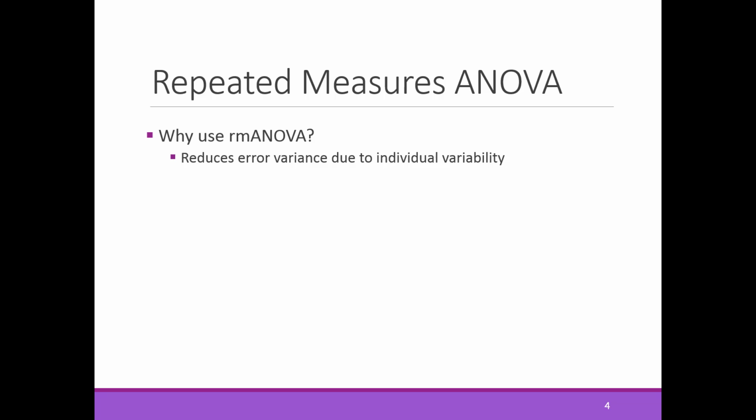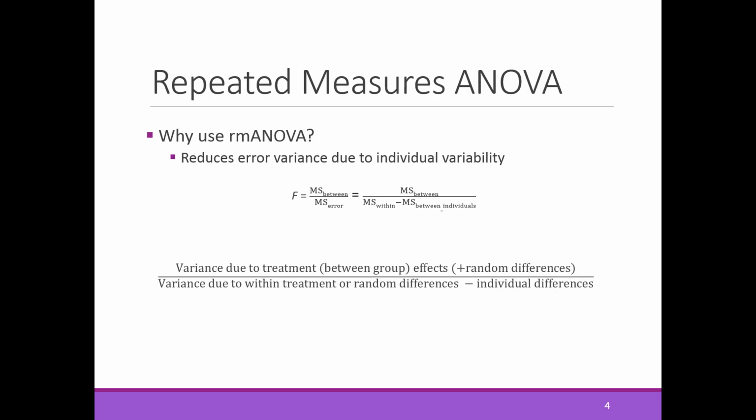So why should we use repeated measures ANOVA instead of a bunch of pairwise t-tests? Well, one advantage to using repeated measures ANOVA is that it reduces error variance due to individual variability, and so it takes it out. So if you remember the F statistic, it looks like this, where you're taking the ratio between mean squares between and mean squares error. And the verbal translation is like this, where the numerator is about the variance due to between group effects, and then the denominator is about variance due to within treatment or random differences or error.